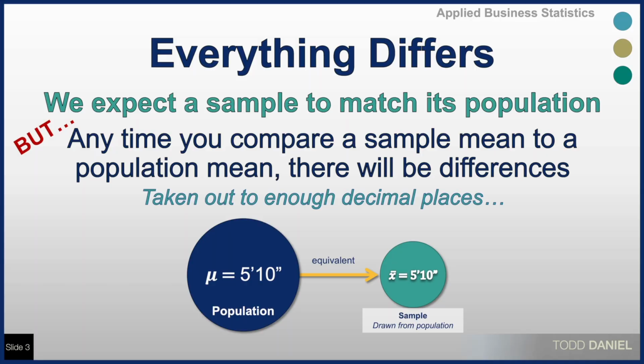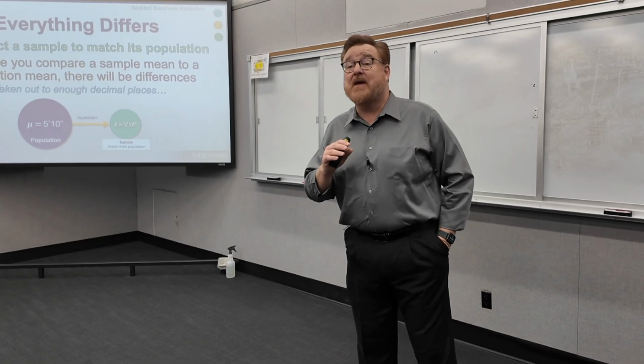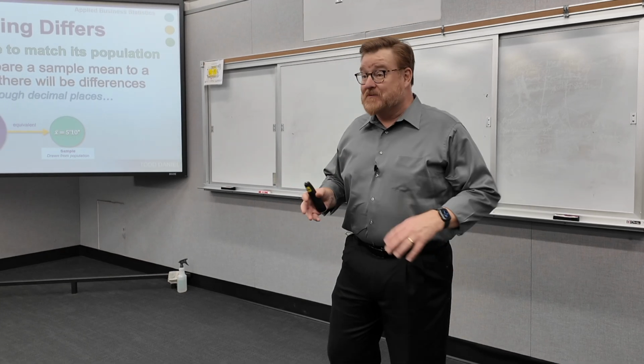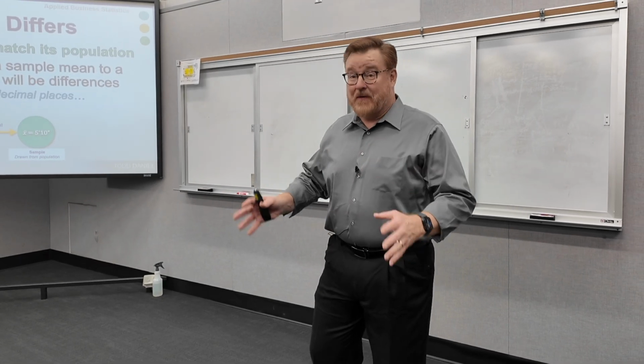Among the things that we learned about in week 1 was that anytime you draw a sample from a population, what is true of that population should be true of the sample drawn from that population. Meaning that if the mean of the population is 5'10", then when you draw a sample from that population, you expect that the sample is going to have a mean of 5'10". Any sample drawn from a population should have the same characteristics as the population from which it was drawn. But here's the thing. It doesn't usually work that way.